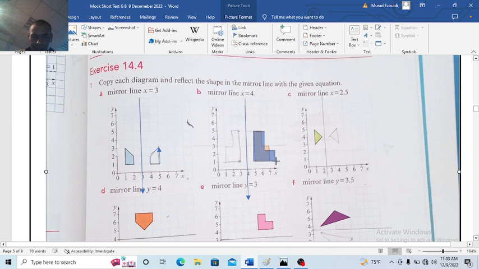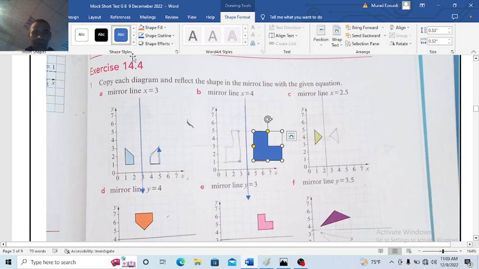Okay, this is the shape that I'm looking for. Put it like that. Then if you want to reflect this in the mirror line x equals 4, you are going to draw the image of this. I should first of all rotate this one, then I'll put it here like that. Okay, approximately it seems like that.